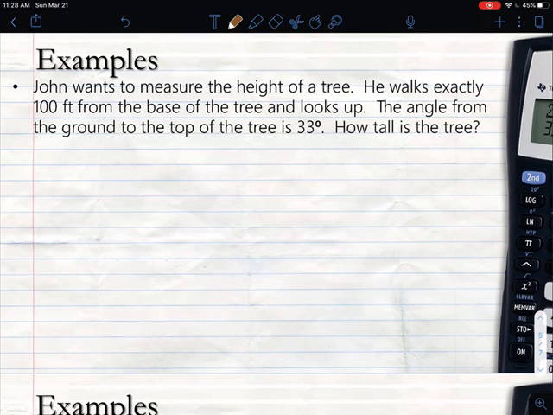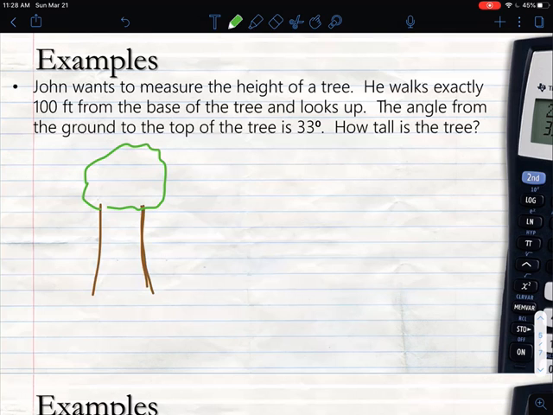So let's say John wants to measure the height of a tree. He walks exactly 100 feet from the base of the tree and looks up. The angle of the ground to the top of the tree is 33 degrees. How tall is the tree? So with something like this, and this is where some of you guys can use your creativity, we can draw our tree.